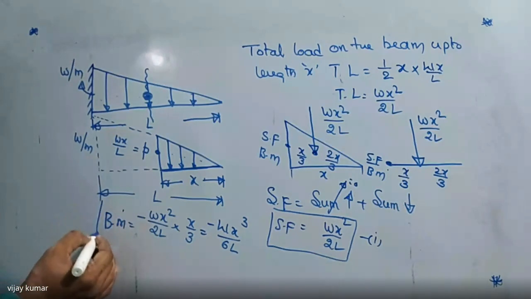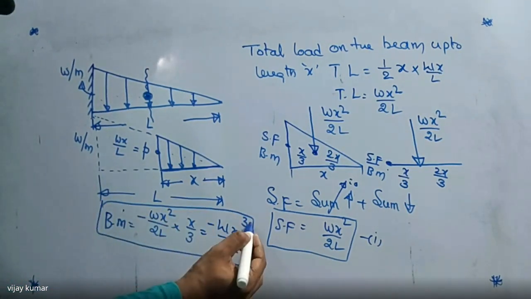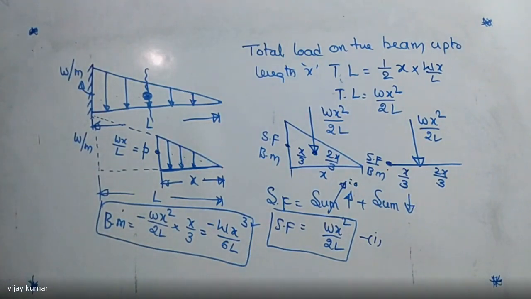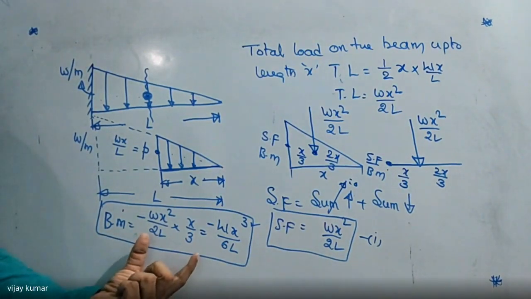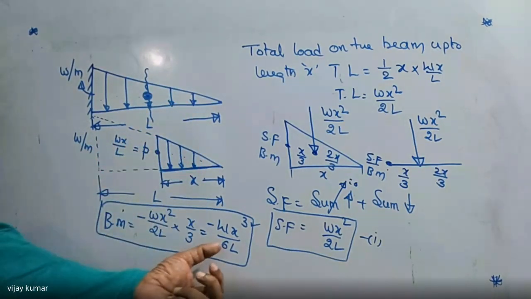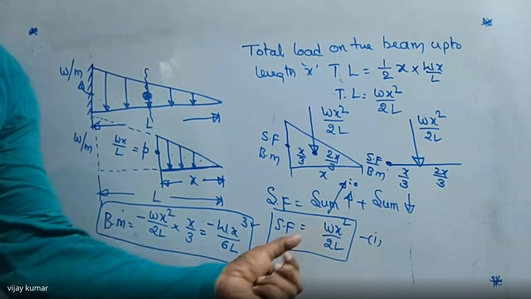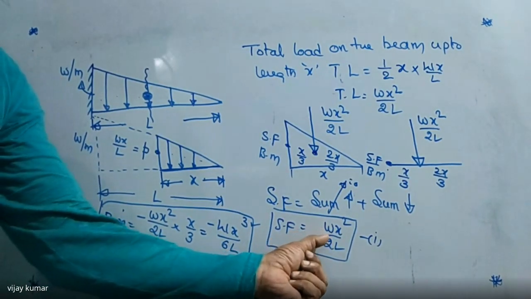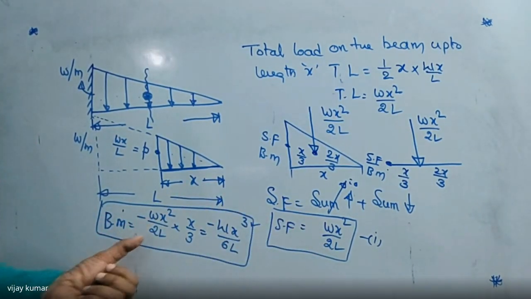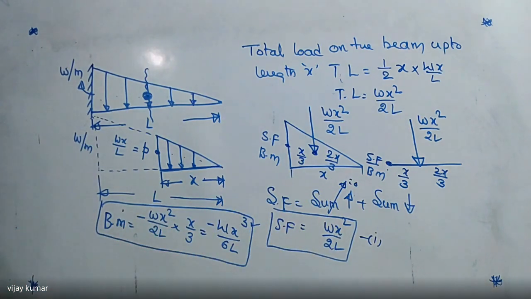So this bending moment follows which profile here? It follows a cubic profile. So what is the profile of bending moment for uniformly varying distributed load? That is nothing but a cubic curve. And the shear force is a parabolic curve. So in case of shear force, we are getting a parabolic curve. In case of bending moment, we are getting the cubic curve. So depending on the equation of shear force and bending moment, we are going to draw the profiles.